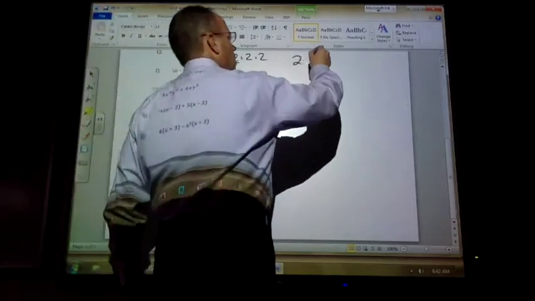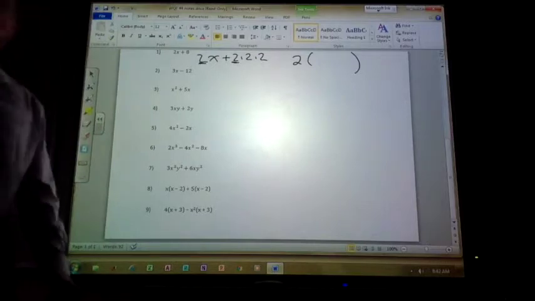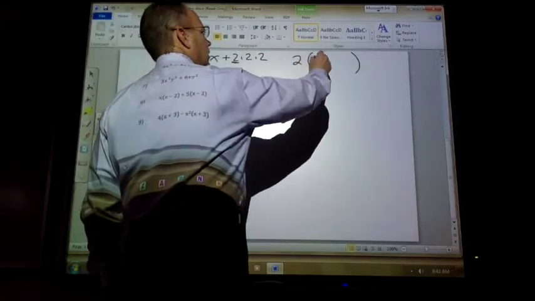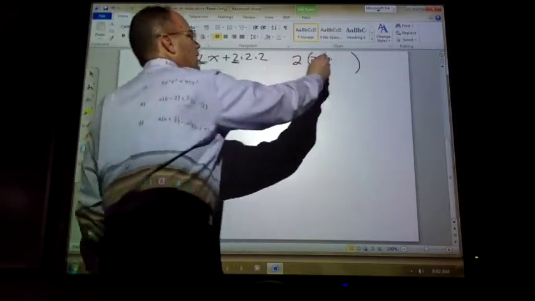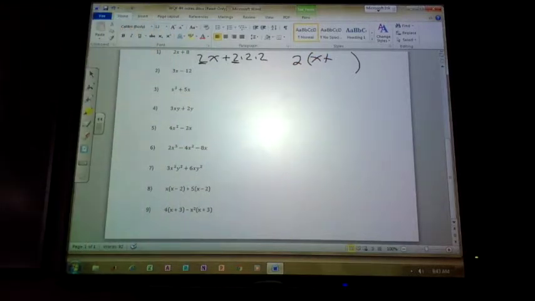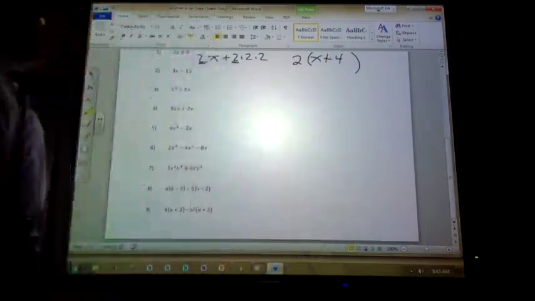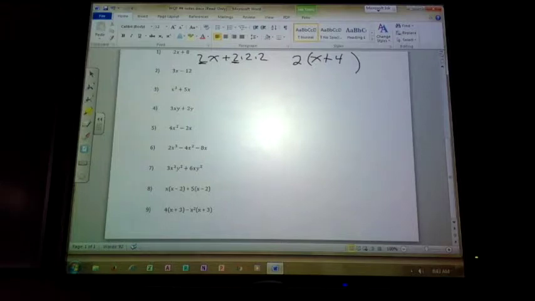So I'm going to have parentheses. If I factor 2 out of 2x, what do I have left? x. The plus comes along for the ride. If I factor a 2 out of 2, 2, 2, what do I have left? 2 and 2, which is 4. So 2x plus 8 breaks down to 2 quantity, parentheses, x plus 4.